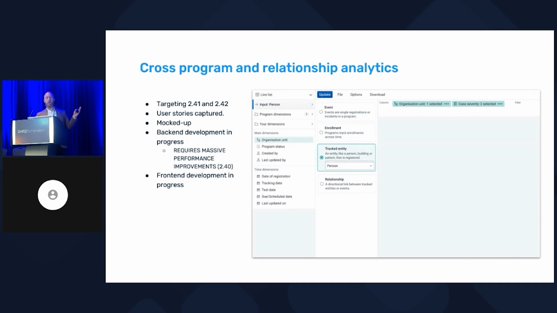And the point here is that we are building out the line listing application to be able to view data from multiple programs for a single tracked entity. Again, this means that we have to build a new backend, and that backend has to be extremely performant. So we got to build a backend, and we need to make it good, right? And that's going to take some time. It's not a small undertaking. It's a lot of work, but it is a high priority for us.